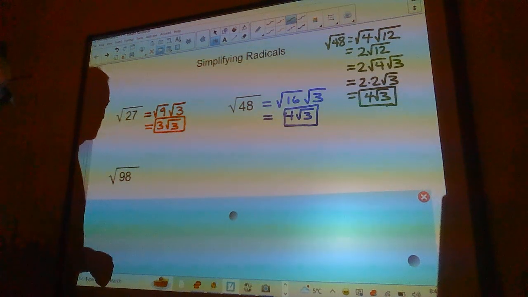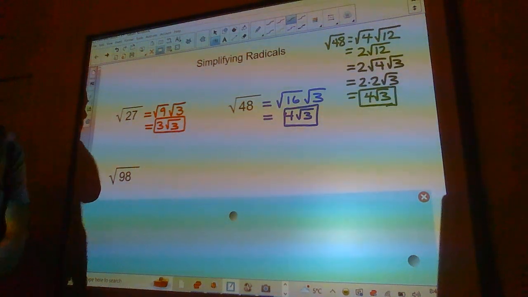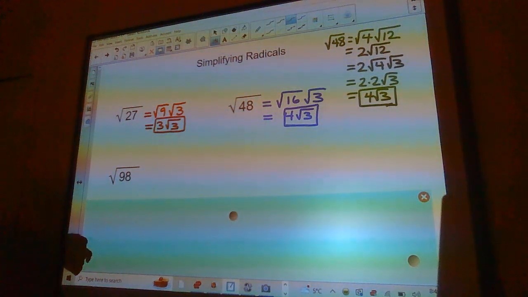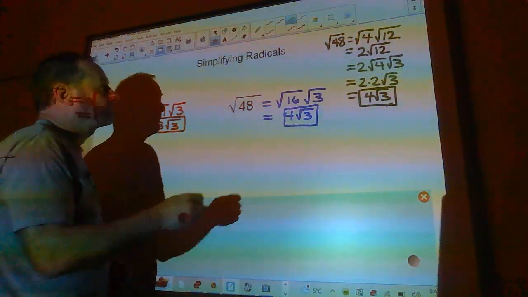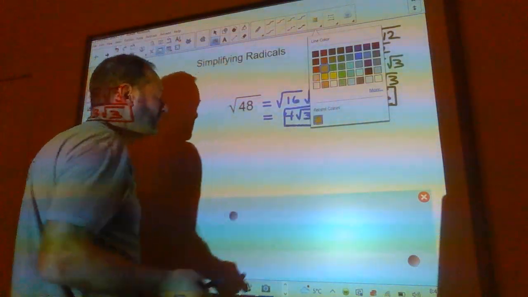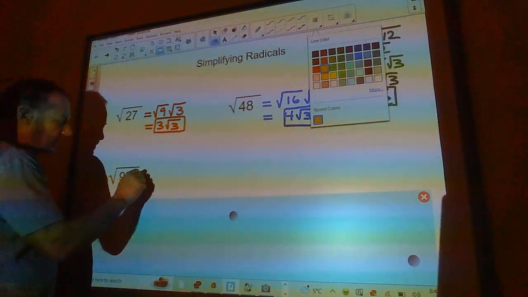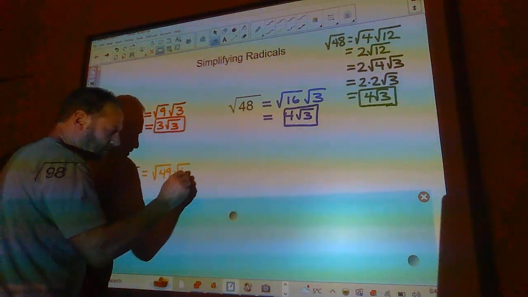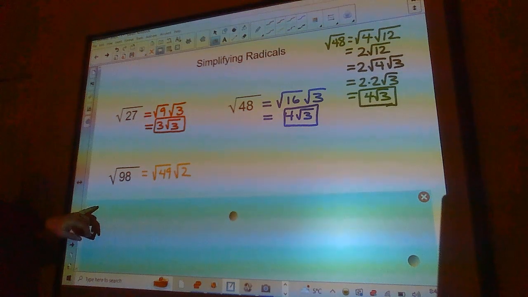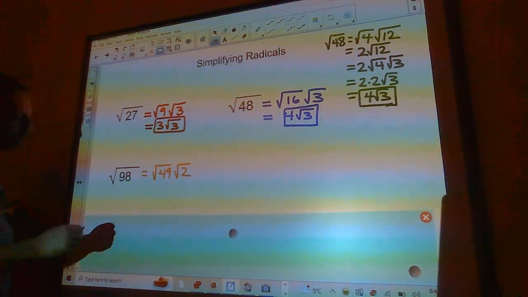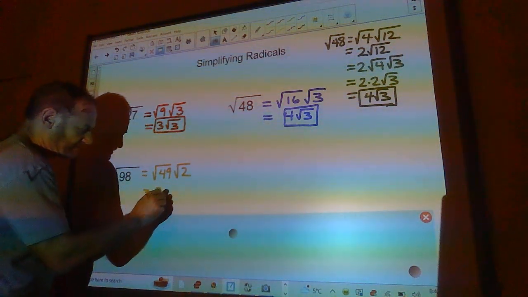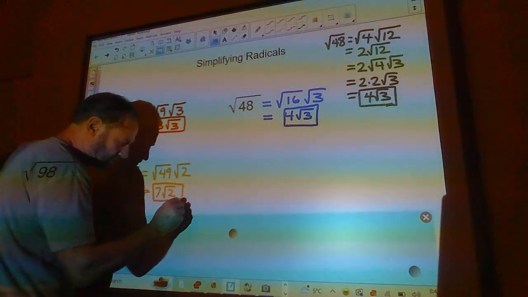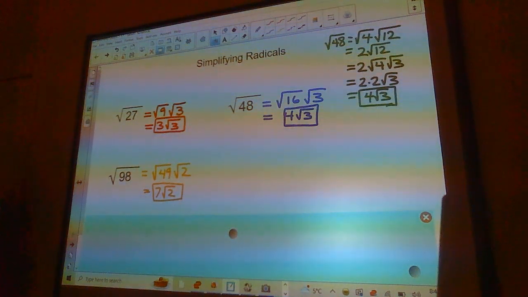Okay, square root of 98. Pause the video and try to simplify the square root of 98, then jump back on and see how you did. A perfect square that will go into 98 would be 49. It'll go in there twice. So the square root of 98 is equal to the square root of 49 times the square root of 2. The square root of 49 is 7, times the square root of 2, which doesn't simplify anymore, so that's as far as you're going to go.